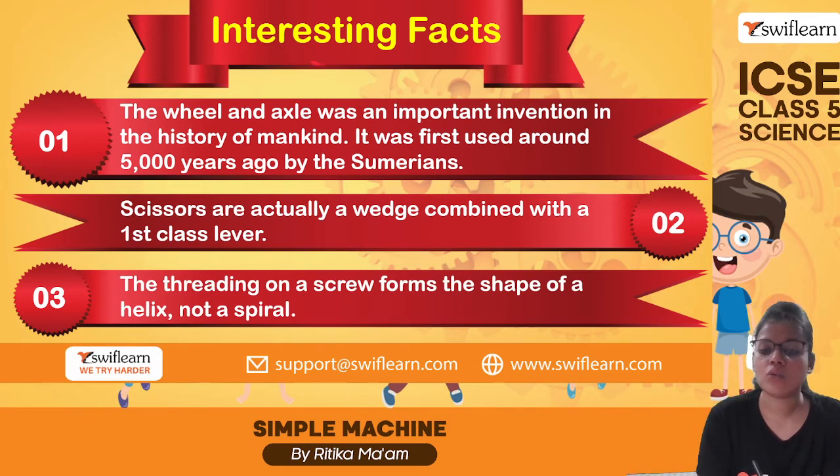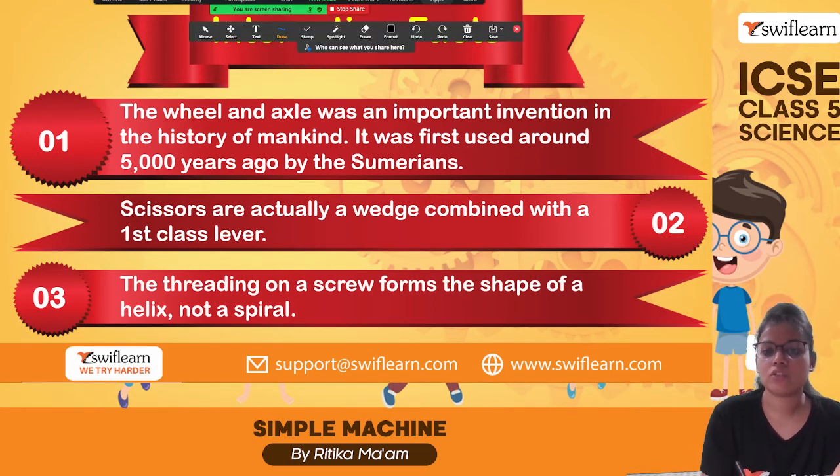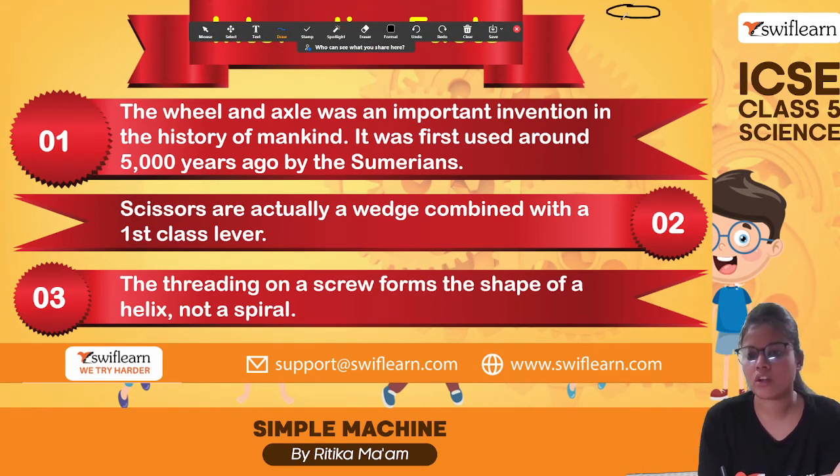The threading of a screw forms the shape of a helix, not a spiral. So in a screw, the threading will not be like a circle over here, not like a spiral threading, but it will be a helix. It will be a kind of helix like this.